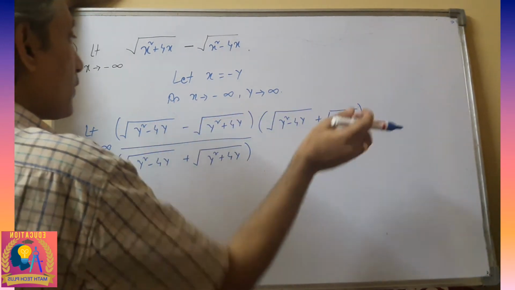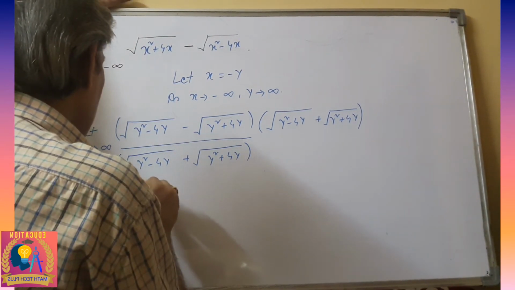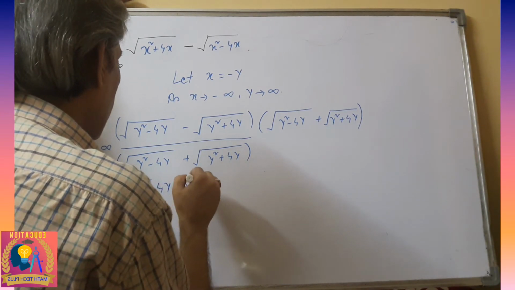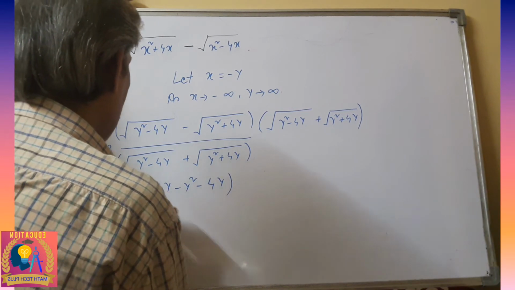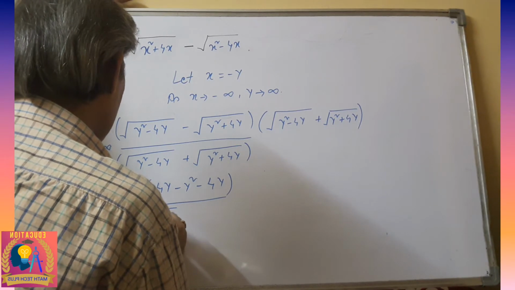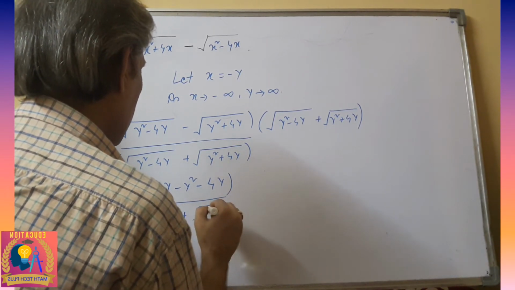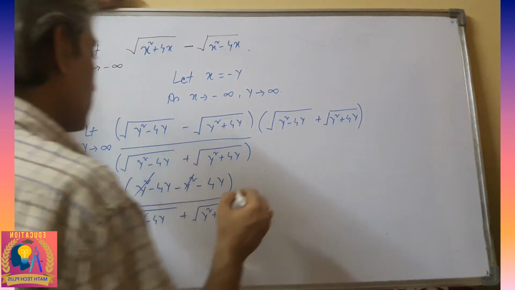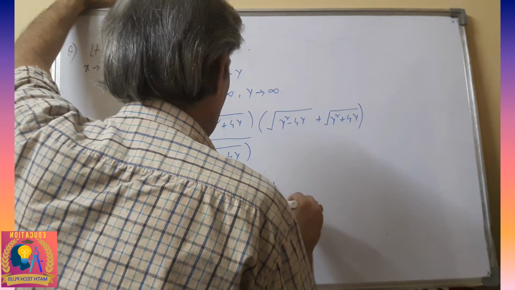A minus b into a plus b, it will be a square minus b square. So the square root will get removed. So in the numerator we are getting this, in the denominator we leave it as it is. Y square cancels. Now limit y approaching to infinity.